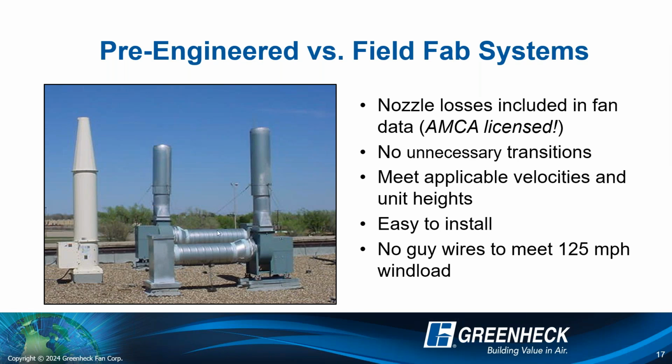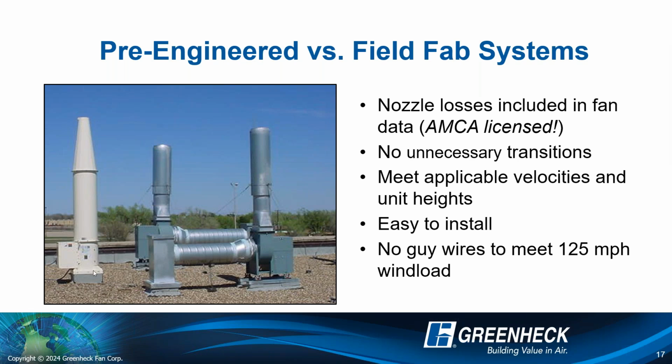I don't even know where this was manufactured, but obviously you can see the guy wires on these fans. The one reason why it requires guy wires is because most laboratory exhaust systems in the industry, like at Greenheck, come with a 125-mile-an-hour wind load rating without the use of guy wires. But that's if you use our curb.